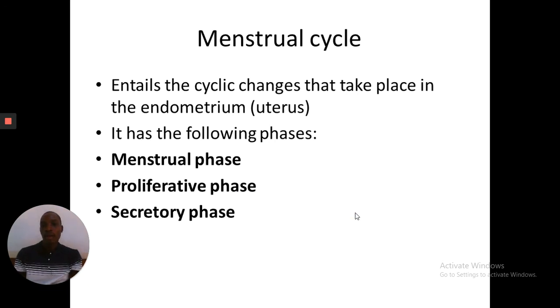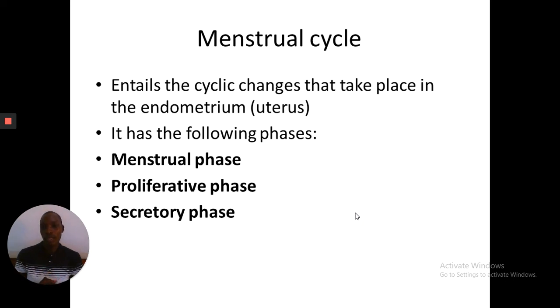So now let's talk about the menstrual cycle. We say the menstrual cycle is simply the cyclic changes that take place in the endometrium. Endo means inside, the metrium refers to the uterus. So the cyclic changes that take place on the inner lining of the uterus, that is what we call the menstrual cycle. And it also has three phases.